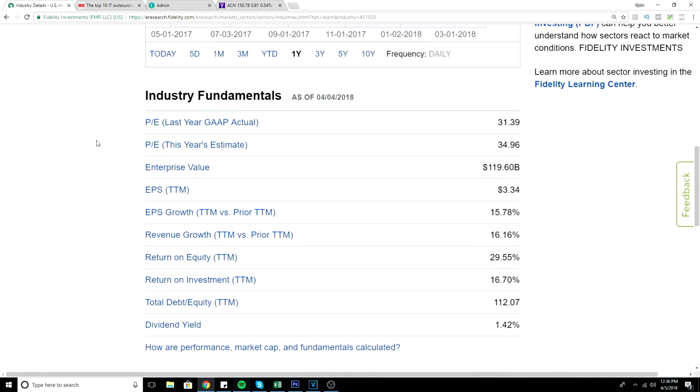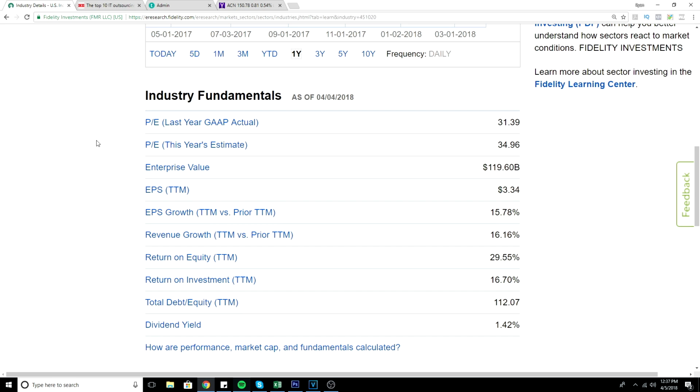Starting off here, the price to earnings ratio. And last year's GAAP actual is just going to be similar to your 12 trailing months. And then the PE for this year's estimate is incorporating some of the forward data as well. And then the enterprise value, I believe that's just the average value of the companies within this industry. Earnings per share, the dollar amount, average earnings per share of these companies, the earnings per share growth on the 12 trailing months versus the 12 prior trailing months. Same thing with revenue growth, and then you have the return on equity percentage on average, return on investment average, debt to equity, and then the average dividend yield.